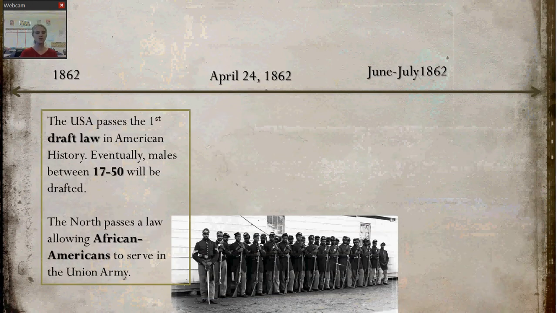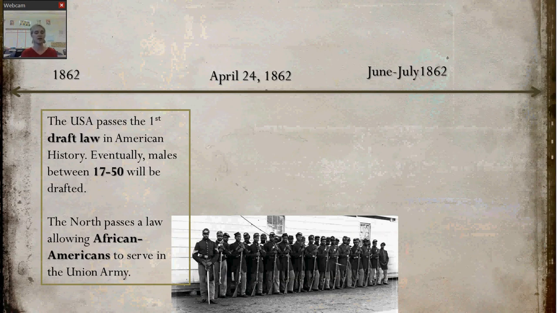Next, in 1862 in general, the USA passes the first draft law in American history. Eventually, anyone between the ages of 17 and 50 will be drafted. The North and the South will pass draft laws. The North also starts passing laws that allow African Americans to serve in the Union Army. When the war began, they did not allow that to happen.